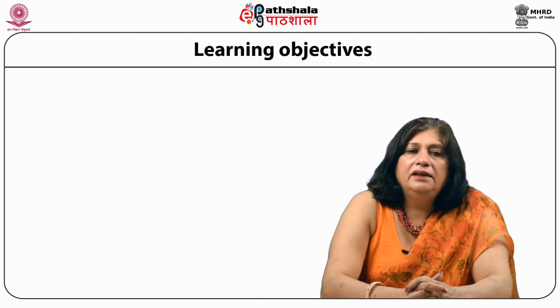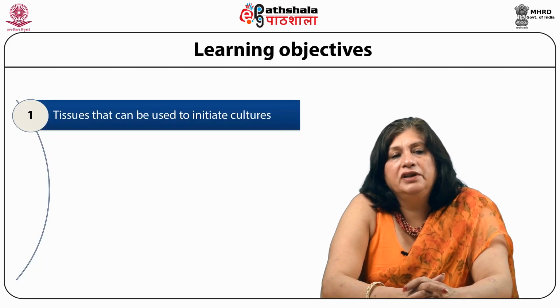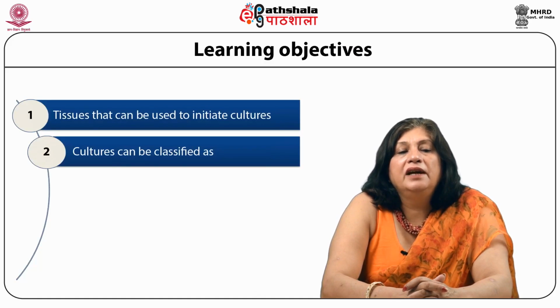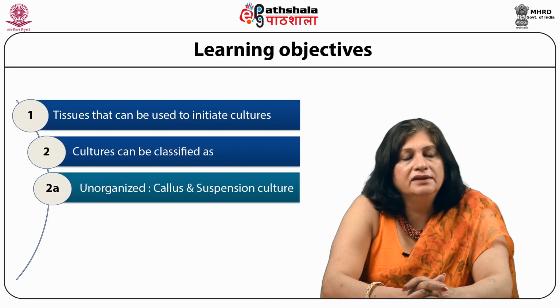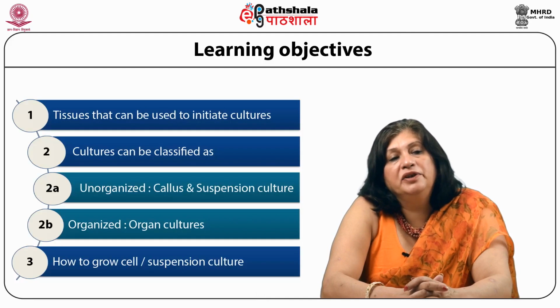Today we are going to talk on module Cell and Tissue Culture under the paper Plant Biotechnology and Crop Improvement. In this module, you will learn the vast variety of tissues that can be used to initiate cultures, which can be classified as unorganized callus and suspension cultures, and organized type, which is organ culture. And we'll be concentrating more on how to grow cell and suspension culture.